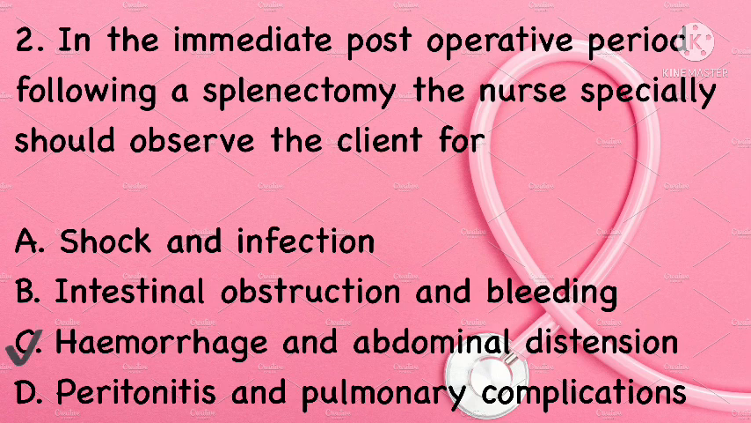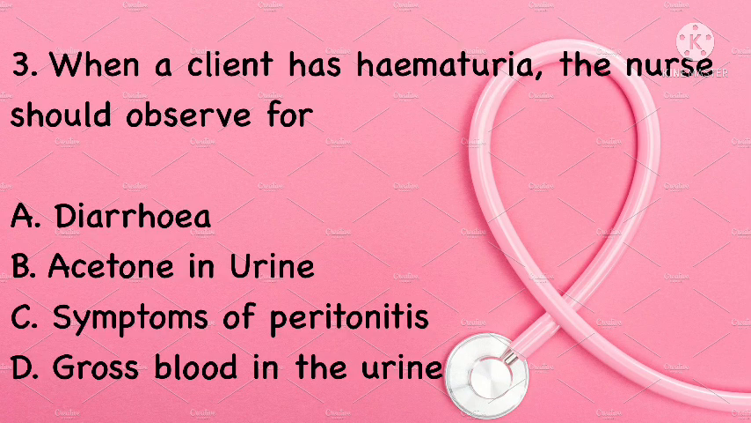Hemorrhage and abdominal distension. When a client has hematuria, the nurse should observe for A. diarrhea, B. acetone in urine, C. symptoms of peritonitis, D. gross blood in the urine. Correct answer is D. Gross blood in the urine.